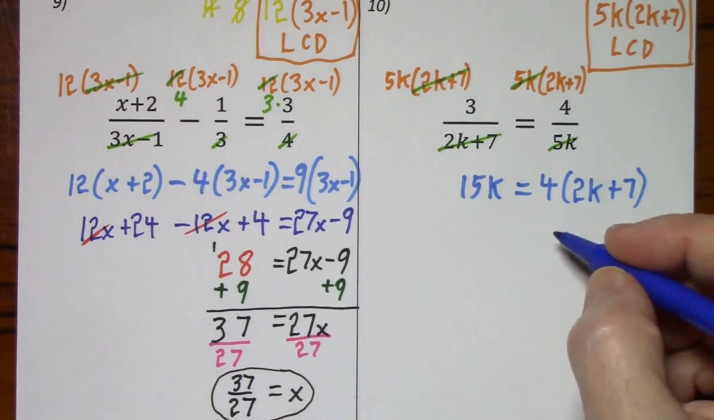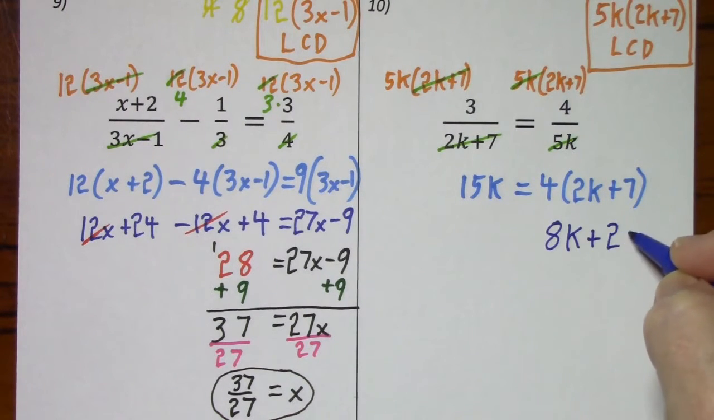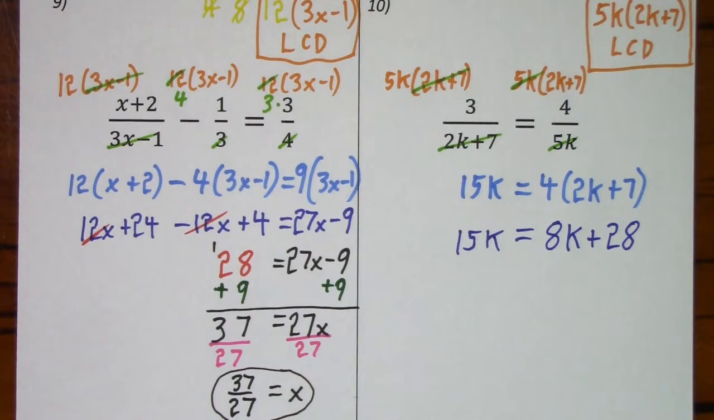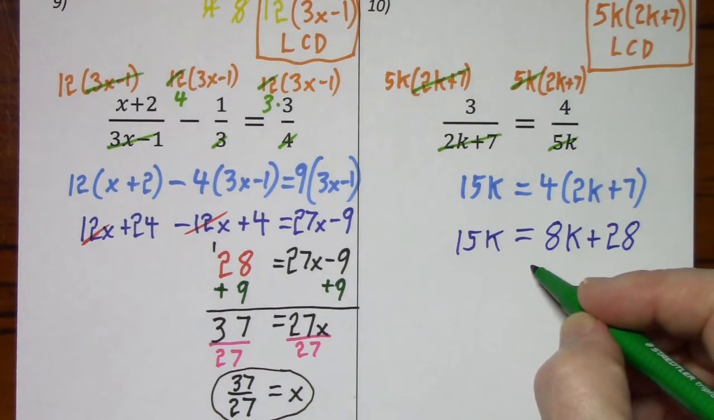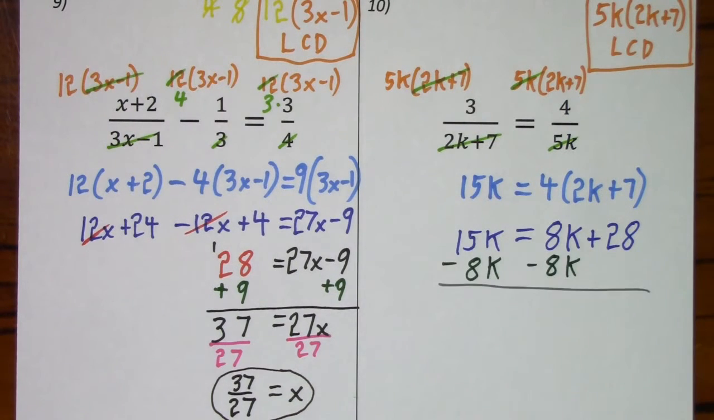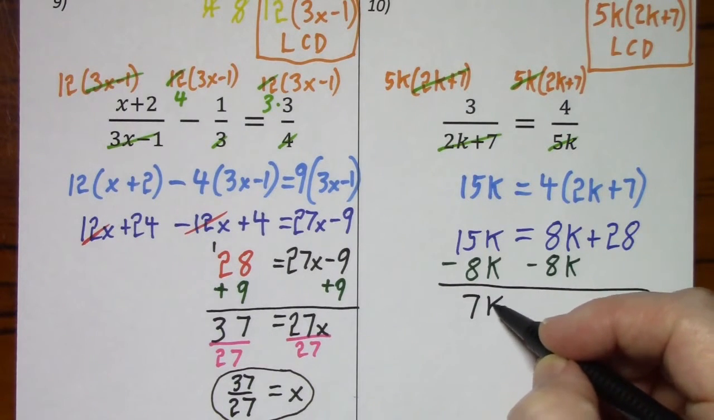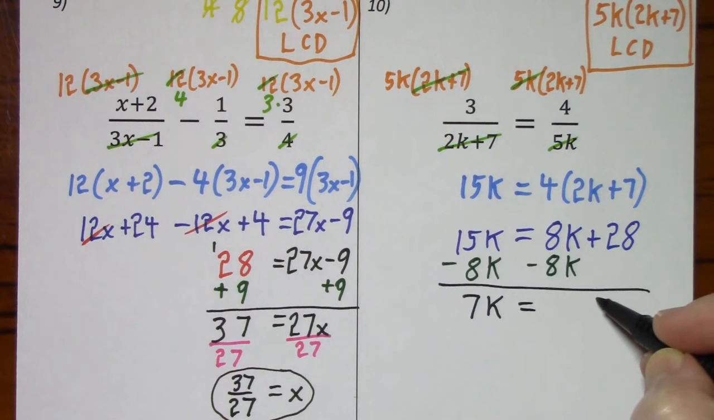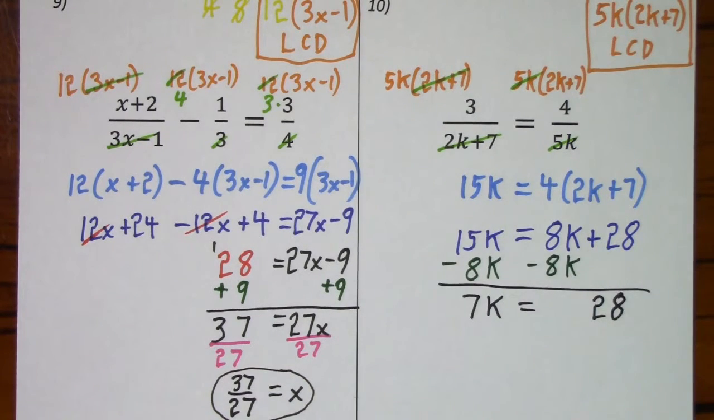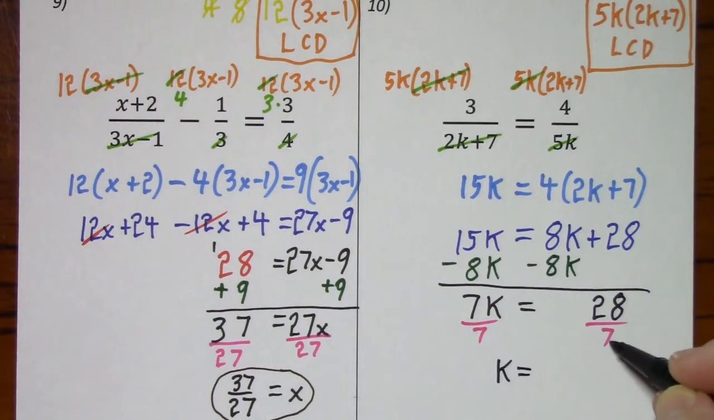Have to distribute our 4. And let's get rid of the 8k. This leaves us with 7k and 28. And we get rid of the 7. 7's cancel. We're left with k is equal to 4.